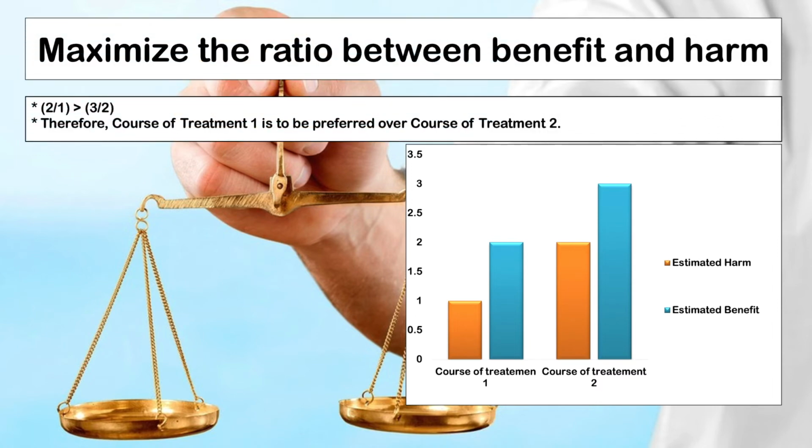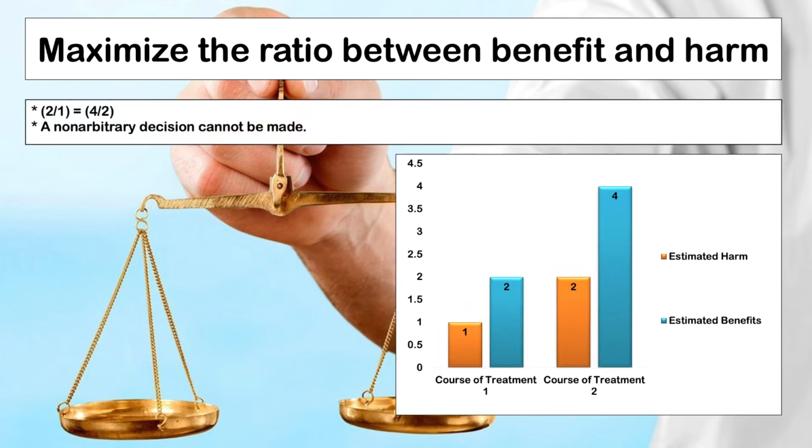So here is another way to calculate the possible ratio of benefit and harm that is going to help us make a decision in this case. So here we're looking at the ratio between the two possibilities. So with course of treatment 1, we're looking at 2 over 1, and with course of treatment 2, we're looking at 3 over 2. So 2 over 1 is greater than a 3 over 2, so this calculation helps us choose treatment number 1 over treatment number 2 because that maximizes the ratio between projected benefit and projected risk.